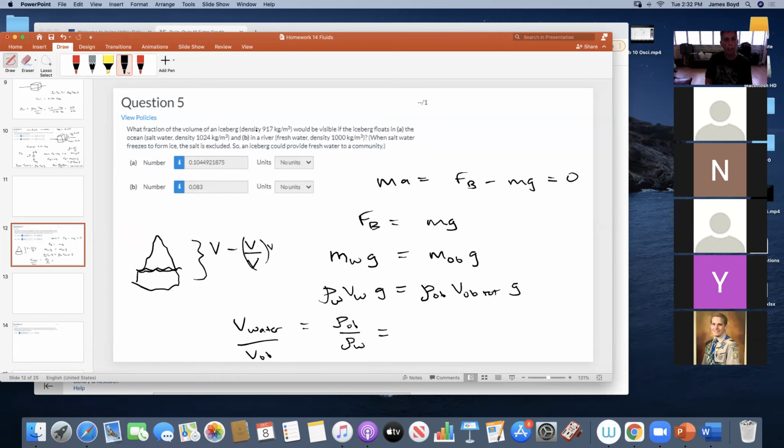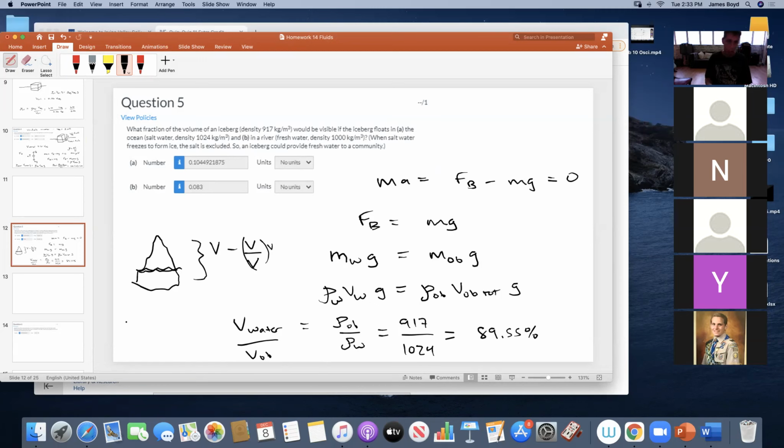And here, that would be 917, the density of ice, over 1,000, so 91.7% is under the water. And did I do that right? Oh, I'm sorry. This is salt water to begin with, so this is 1024. So that fraction is 917 divided by 1024, which is 89.55%. But they're asking us how much of that is visible.